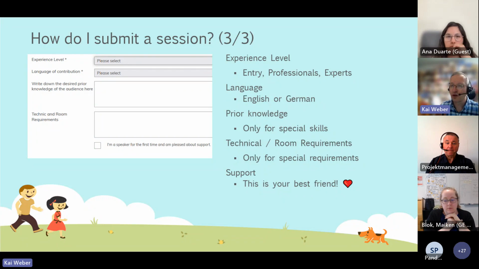Then there's the field for prior knowledge. That is more in conjunction with the professionals and especially the experts. You don't need to write down that you need to know about technical documentation or communication. This is more like you need, I don't know, experience with videos, or you need experience with managing, or you need experience with some project management skills, stuff like that. If you're unsure, just put it in there and we'll take a look at it.